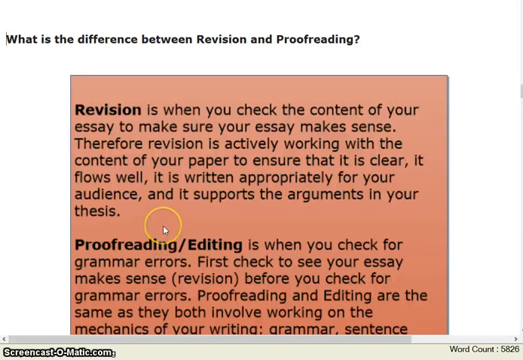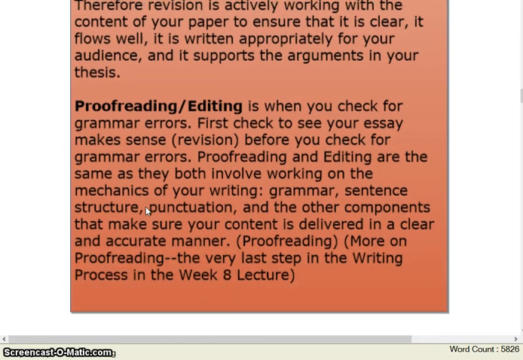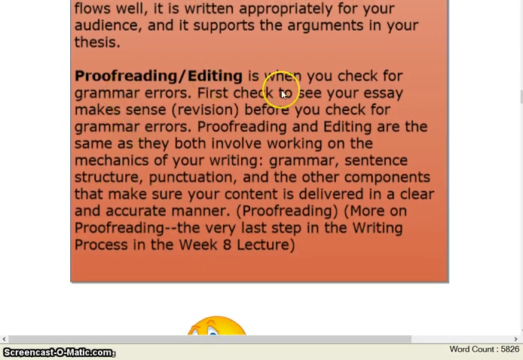What is the difference between revision and proofreading? Revision is when you check the content of your essay to make sure your essay makes sense. Therefore, revision is actively working with the content of your paper to ensure that it is clear, it flows well, it is written appropriately for your audience, and it supports the arguments of your thesis. Proofreading and editing is when you check for grammar errors.